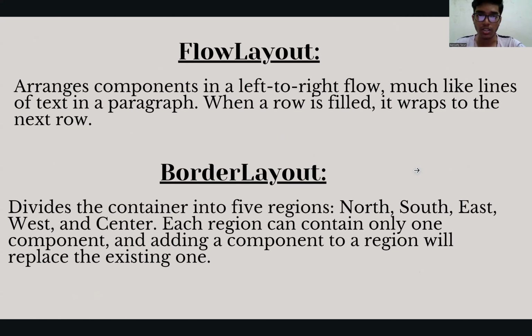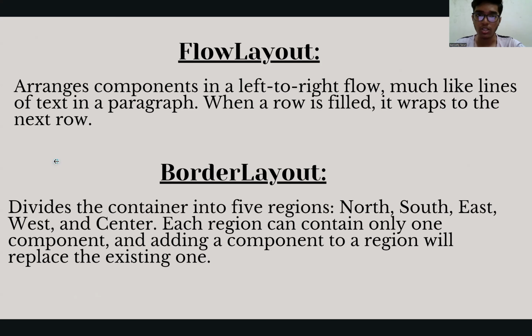So what is flow layout? In flow layout, the components are arranged in a left to right flow, much like lines of text in a paragraph. If a row is completely filled with components, then the next components will be added to the next row. This is how the flow layout works. This is one of the layout manager classes used to set the layout of components.